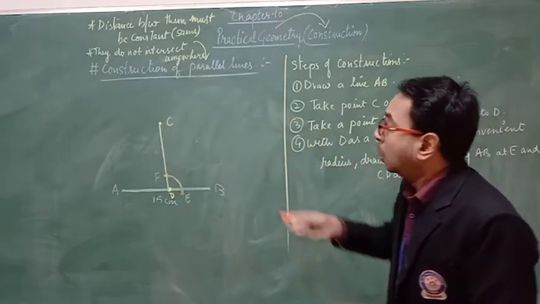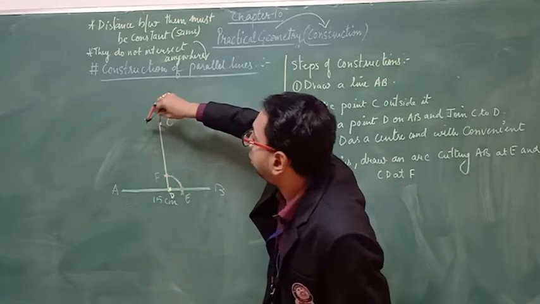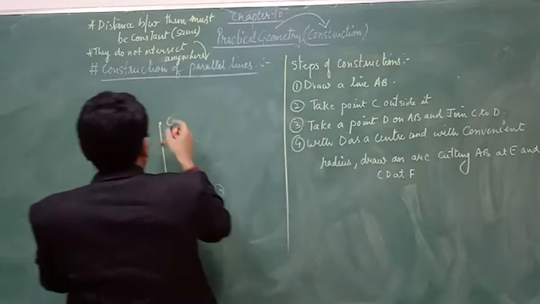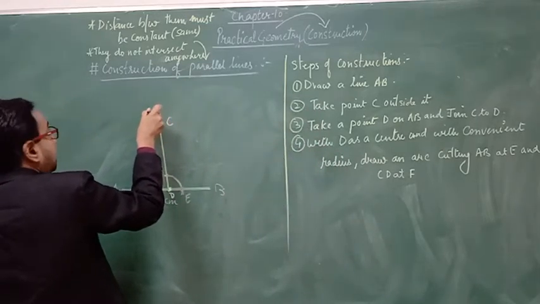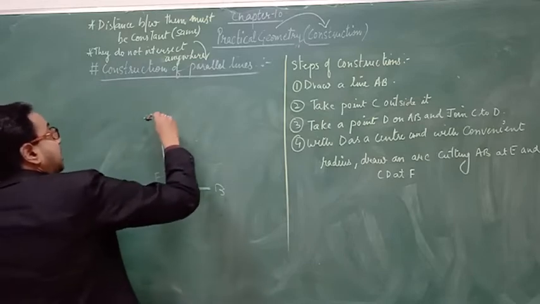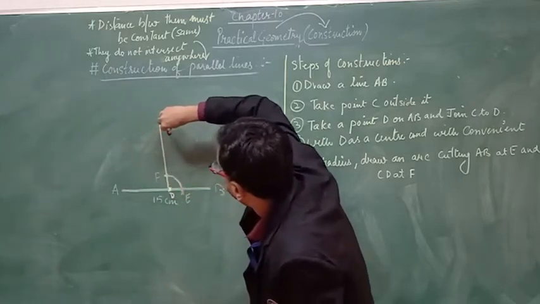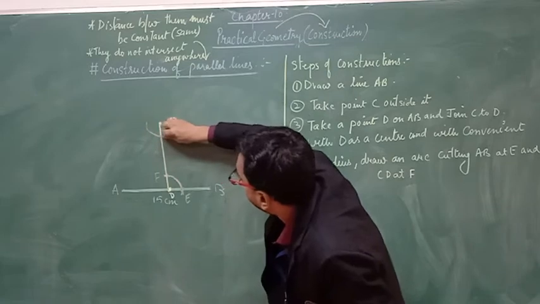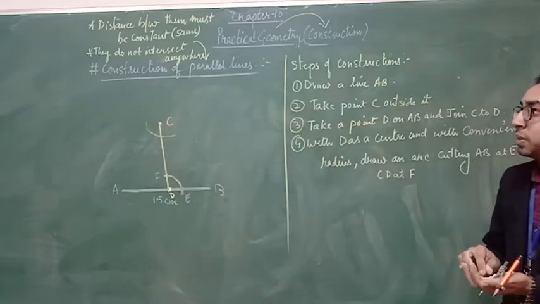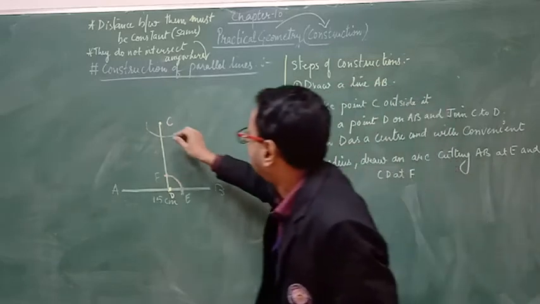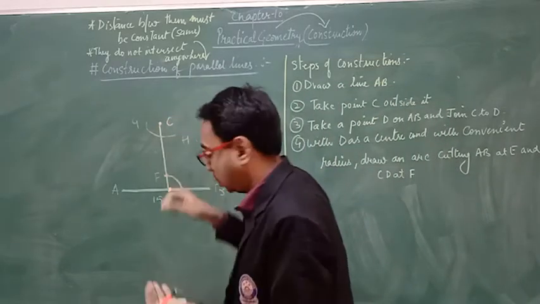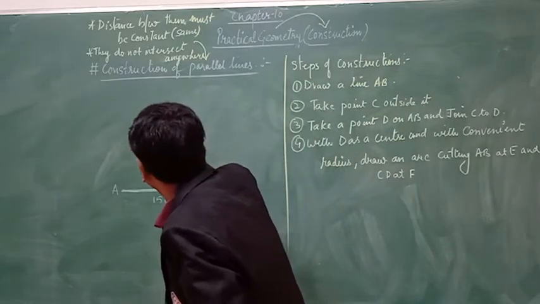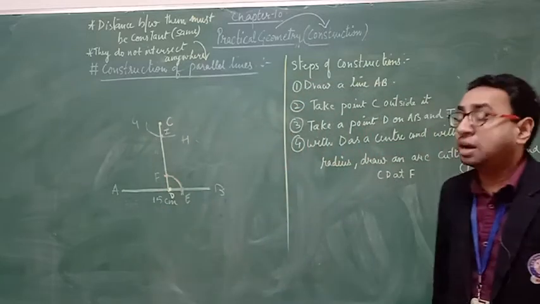Similarly, with C as a center, again you will draw one arc, keeping this thing in the point memory. Keeping C as the center, you will draw one arc. So again, one arc is there. I'll name it G and H. For example, this arc is cutting CD at I.